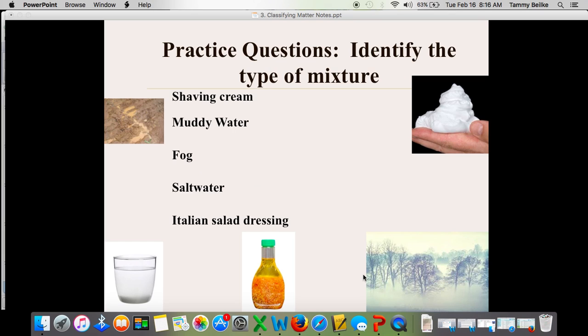Alright, so let's do some practice questions. Maybe take a minute, pause your video, and identify what kind of mixture each of these substances are. Alright, so we have shaving cream.